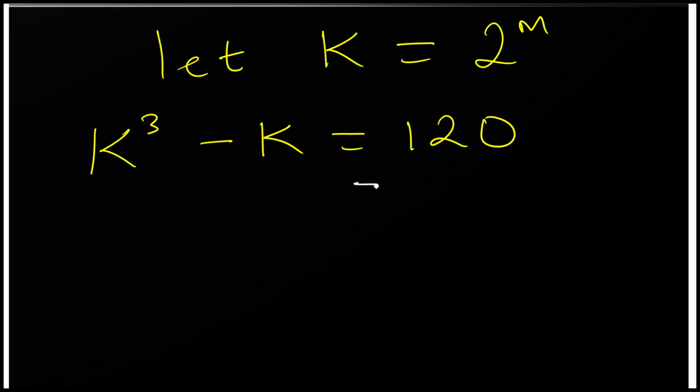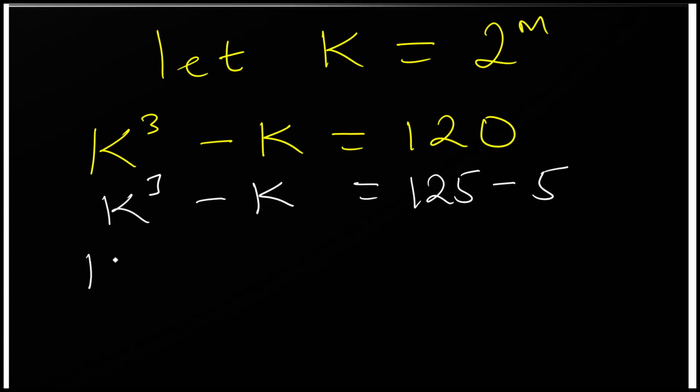So can we also adjust the right side? Can I say 125 minus 5? Yes, 125 minus 5 is 120. Why choose 125 minus 5? Because 125 can be expressed as 5 to the power 3, which will match this one, k cubed minus k. So k cubed minus k is the same as 5 cubed minus 5.